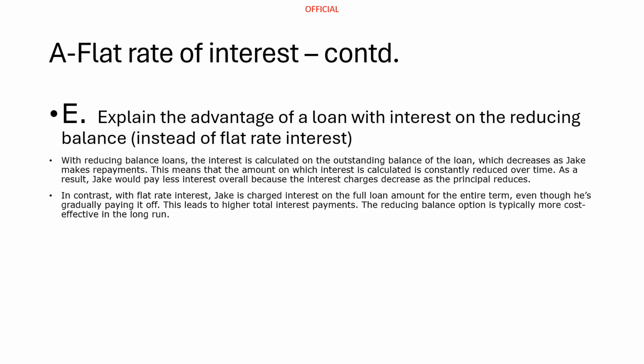Explain the advantage of a loan with interest on the reducing balance instead of flat rate interest. So with a reducing balance loan, Jake pays interest only on the remaining loan balance. So his interest charges decrease over time, resulting in lower total interest. In contrast, a flat rate loan charges interest on the full loan amount for the entire term, leading to higher overall interest. Therefore, the reducing balance method is usually more cost-effective in the long run.